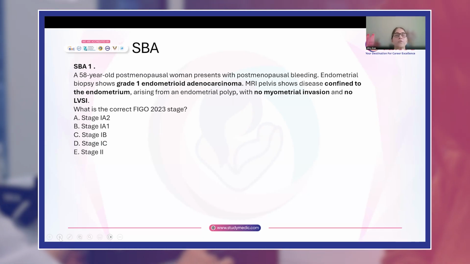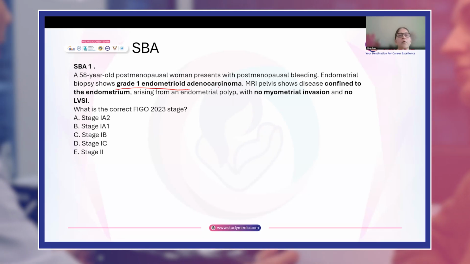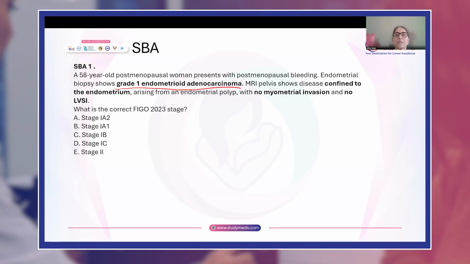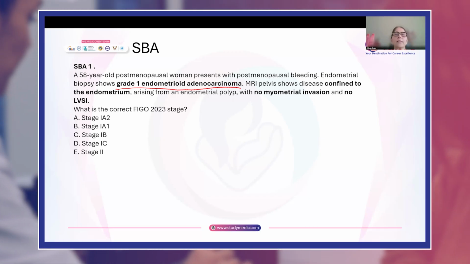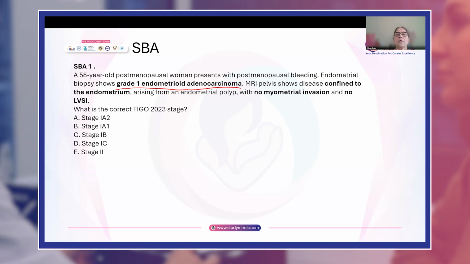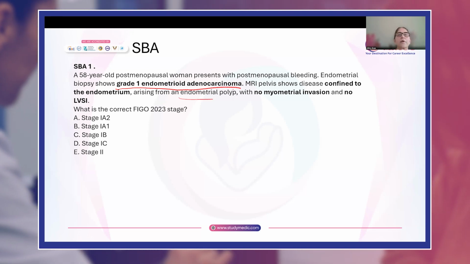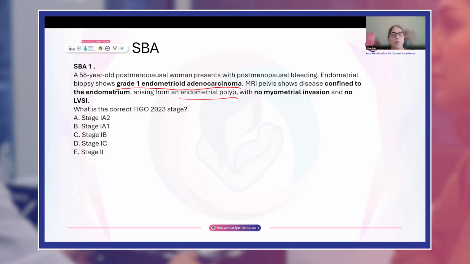So, like we saw, what is the histological type? It is grade 1 endometrioid. That means if it is grade 1 endometrioid, it is non-aggressive. Okay. MRI is showing that it is confined only to the endometrium, no myometrial invasion. And it is confined to the endometrial polyp and no LVSI. So it is basically confined only to the polyp.